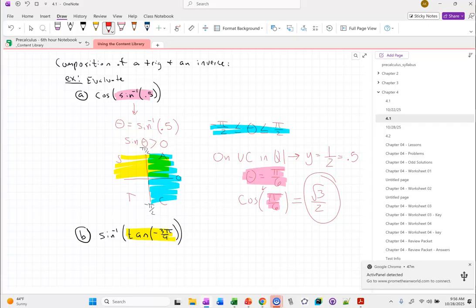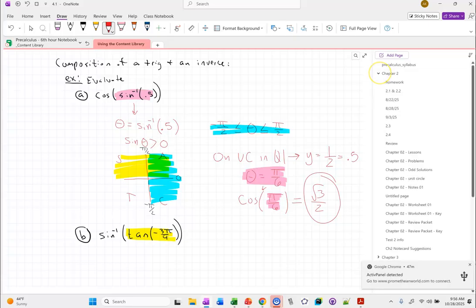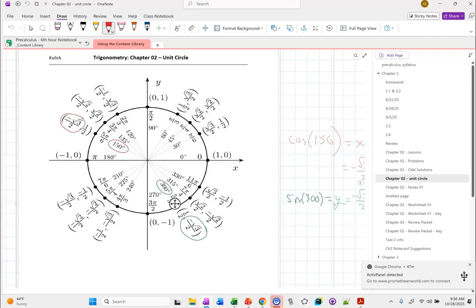Yes? Can you tell me how to get pi over 6 again? Yeah, so on the unit circle, I looked in quadrant 1 for where y is equal to 1/2. So in quadrant 1, looking at where the y is 1/2, pi over 6. Does that feel good? Good. Okay.